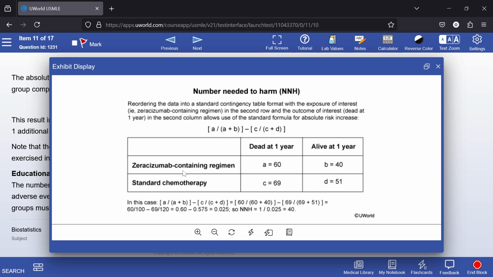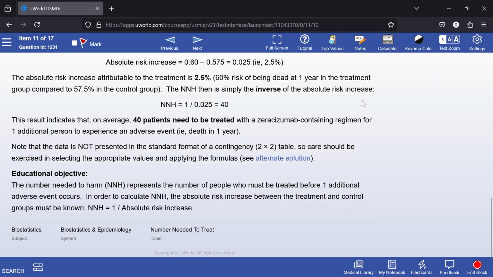There is an alternate solution, which is very tough for me. So that is all about attributable risk percentage and number needed to harm. Hope you enjoyed.